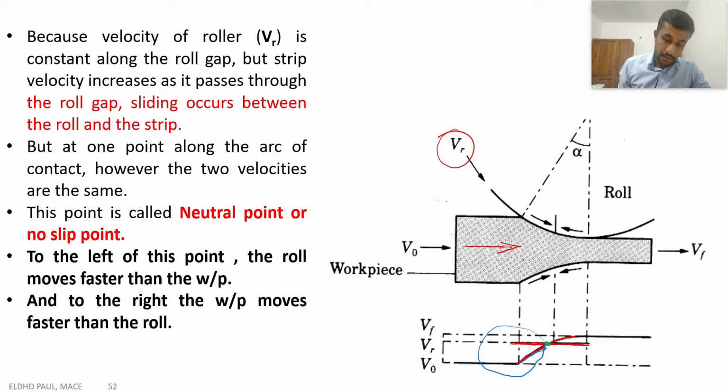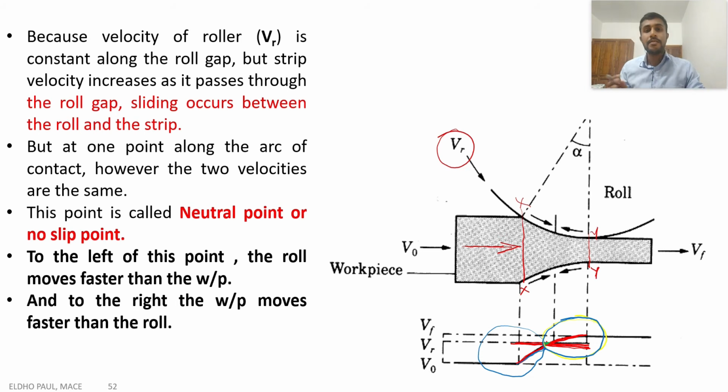And to the right of this neutral point, the metal flow velocity, this distribution, is higher than the velocity of the roller. This horizontal line is the velocity of the roller. Between this gap, the x-x section is the starting point of the rolling gap, and y-y is the ending point of the roll gap.